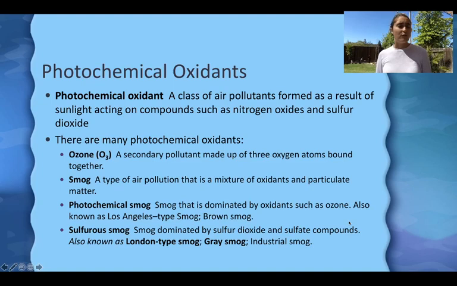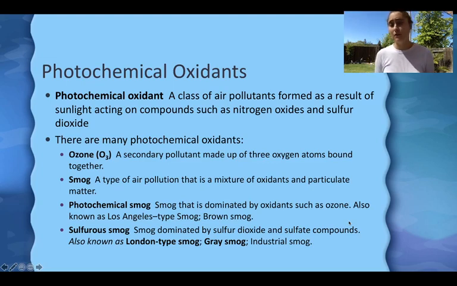Okay, so photochemical oxidants. When you see the word photo, you should assume that there's light involved. So what this is, is sunlight interacting with other compounds such as nitrogen oxides and sulfur dioxides and creating a new class of air pollutants. So anything that's a photochemical oxidant means it's something that has interacted with light and it's caused something new to be formed, right?